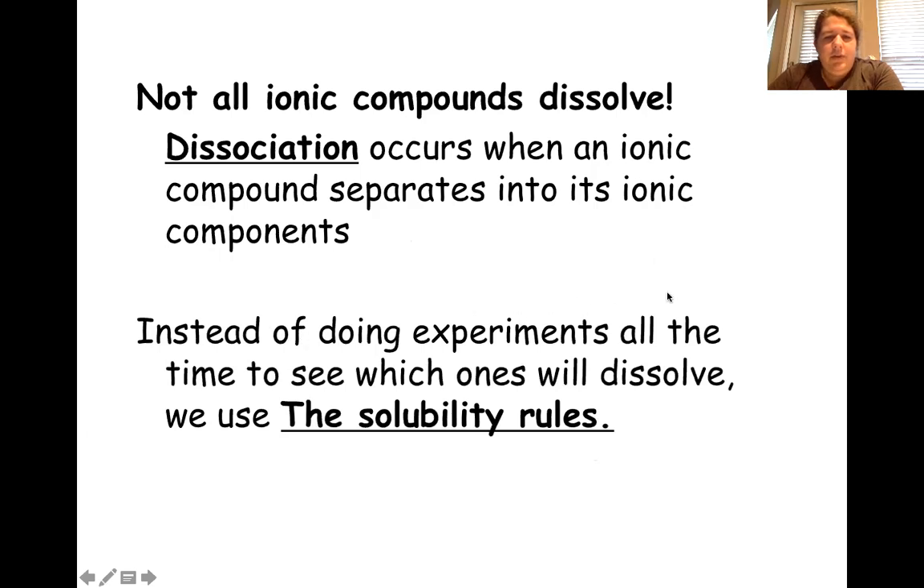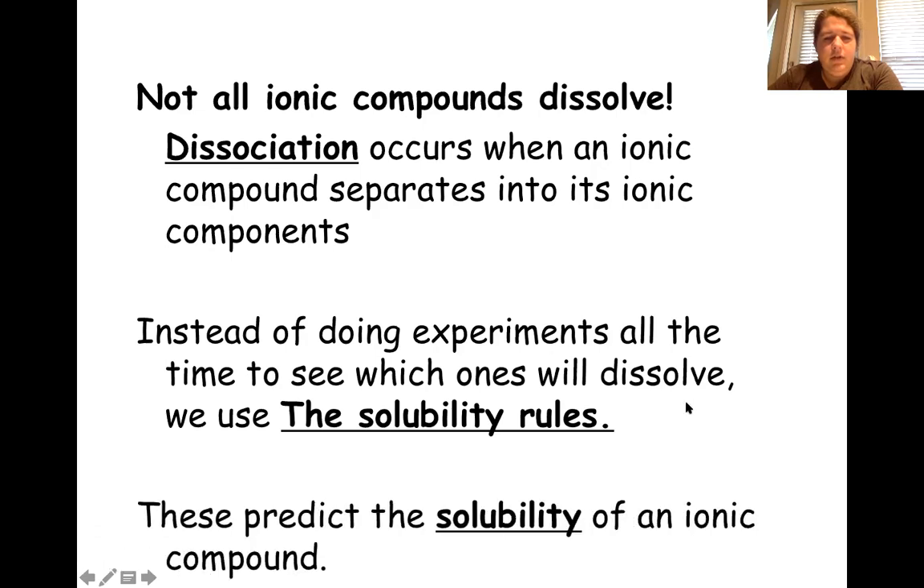Instead of doing experiments all the time to see which salts will dissolve, we use the solubility rules instead. This is a list of rules that scientists have come up with over the years that describes how ionic compounds either dissolve or don't dissolve. This relates to how strong the bonds are between those different ions. How much do they want to cling on to each other? These can predict the solubility of an ionic compound.